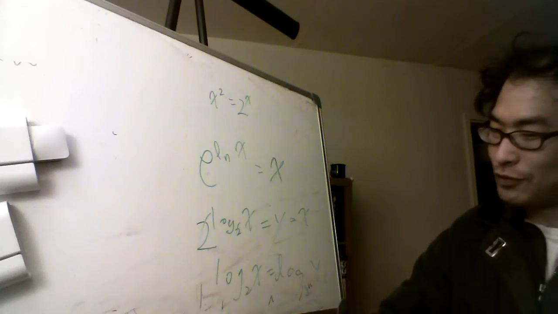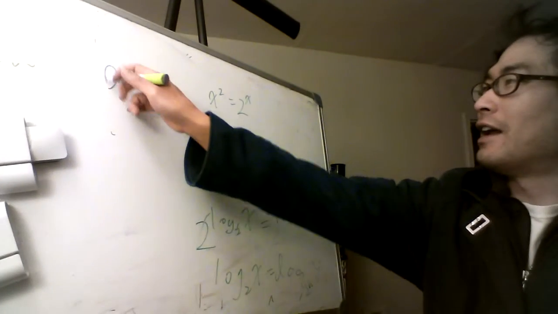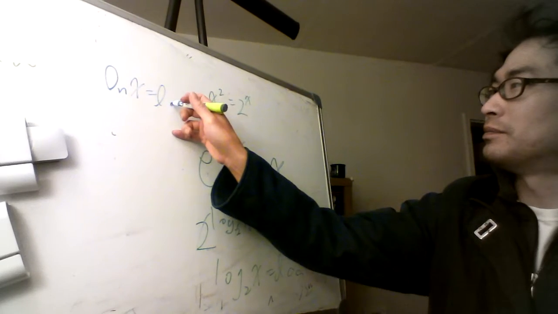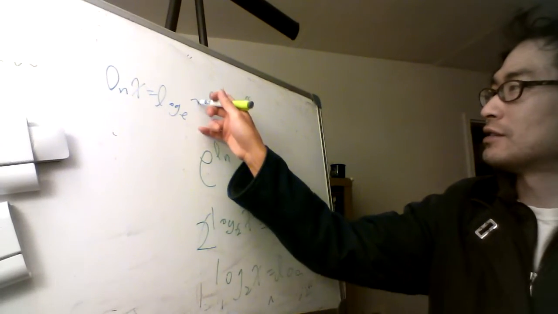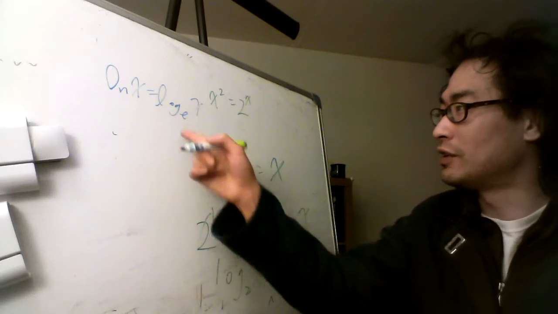One of those days you're gonna ask me too much. So ln x is nothing but logarithm base e of x. All right. What is e?